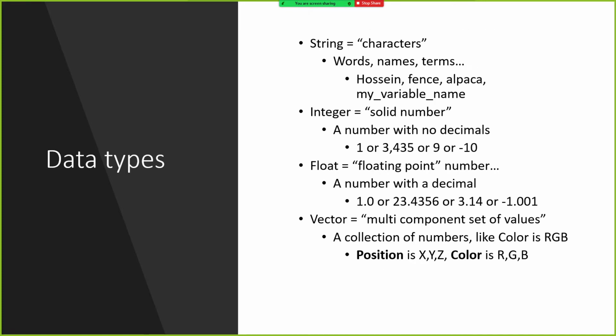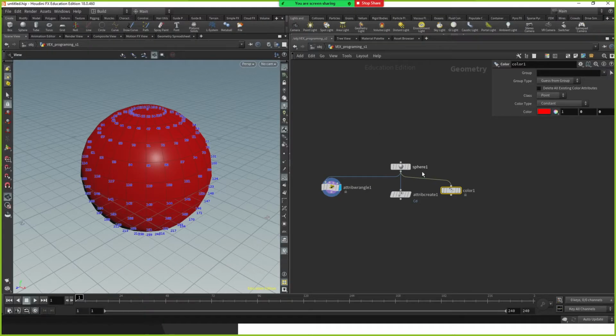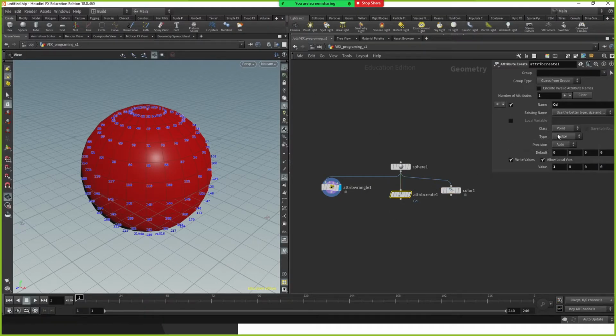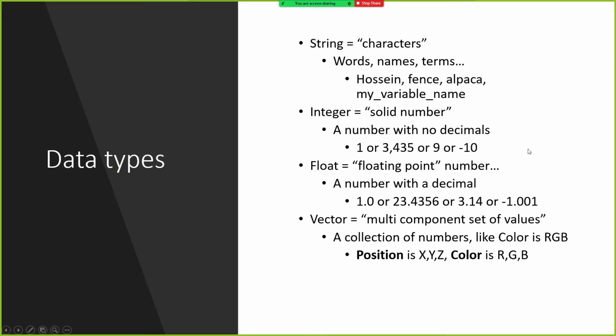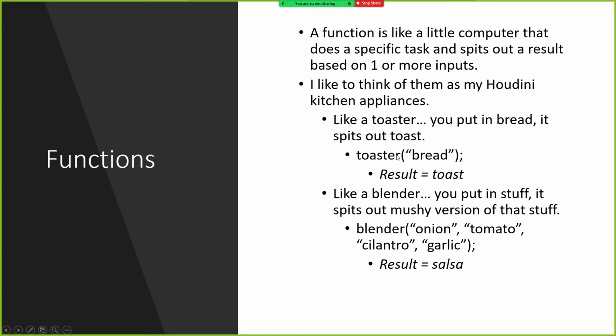Okay, so now you realize that when I said vector in this attribute create, it means I just wanted to create color, which is a 3 component attribute. That's why.